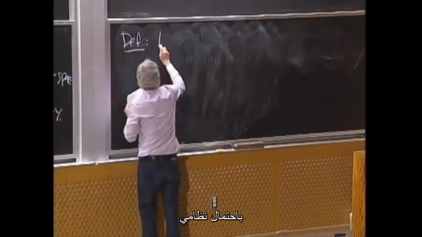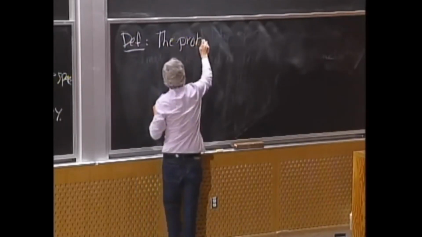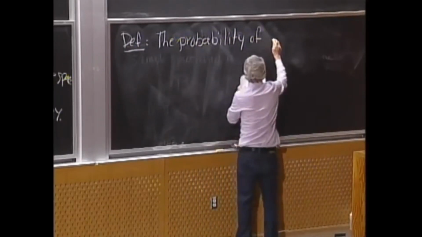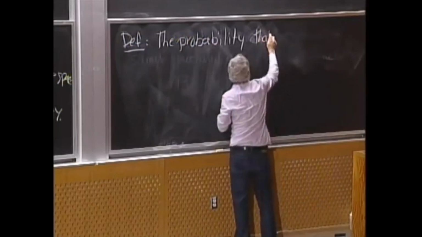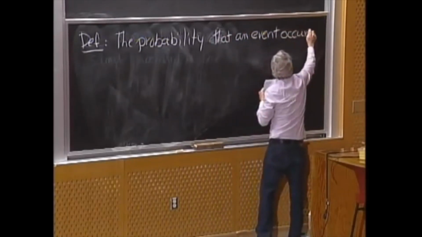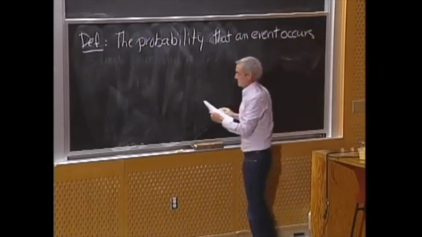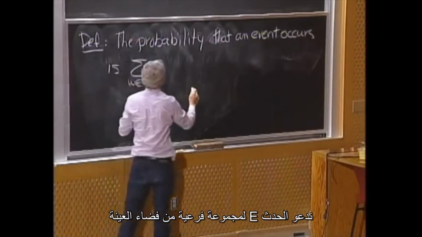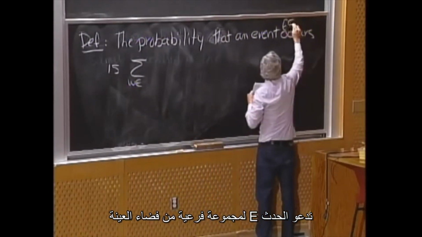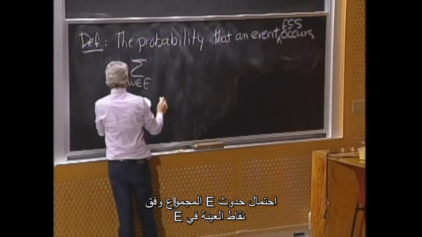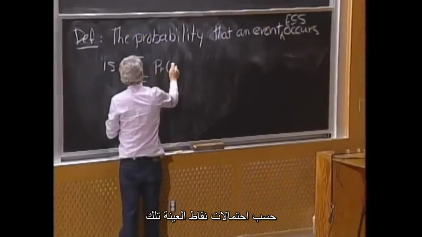All right, so formally, the probability that an event occurs is simply the sum. Call an event E, let's say, an event E. It's a subset of the sample space. The probability that E occurs is the sum over the sample points in E of the probability of those sample points.